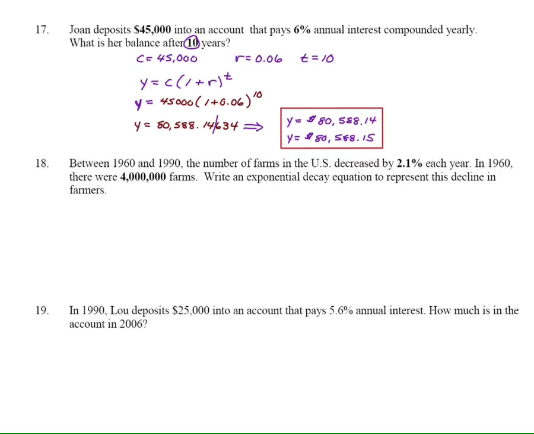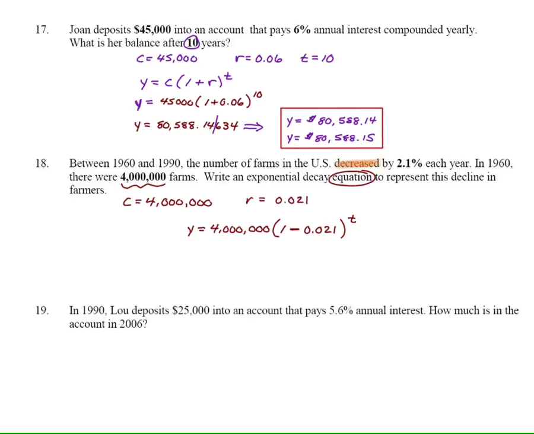So if you think about setting this up, C is going to be 4 million. Because we're talking about the number decreasing, r is going to be 2.1% as a decimal, which is 0.021. They're asking for an equation, which means we're not given a time to plug in. We're just asked to write an equation where t is our other variable. So I should get y equals 4 million on the outside, and on the inside should be 1 minus 0.021. It has to be a minus because the number of farms is decreasing every year. And then it should all be raised to just t, because we weren't told how long.